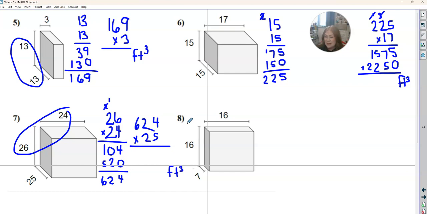Okay, and number 8, I'm going to let you try this one on your own. So just pick 2 to times together and then times it by the other one. If I were doing this, I'd get 16 times 16 out of the way and then times it by 7 to get your answer, feet cubed. So I might have said squared on this last one, but it's cubed. So length times width times height every time we're finding volume.